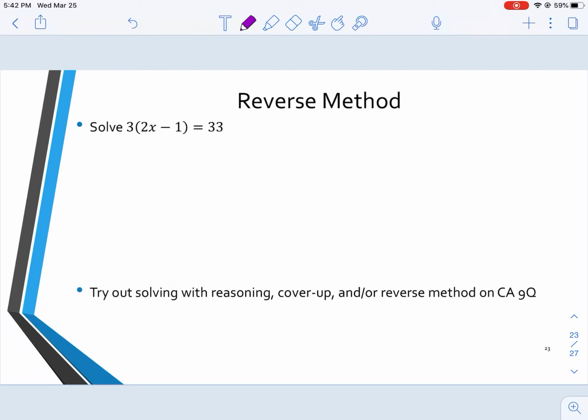Hi class, this is the last method in this lesson, and it's called the reverse method. Again, this is a strategy that I think will be more useful for young students as they're starting to approach solving equations, rather than, hey, you have to distribute first. Why do you have to distribute first? Well, I don't know. You just distribute first, and then you need to add 3. Why do you need to add 3? Okay, this really tries to connect with student thinking.